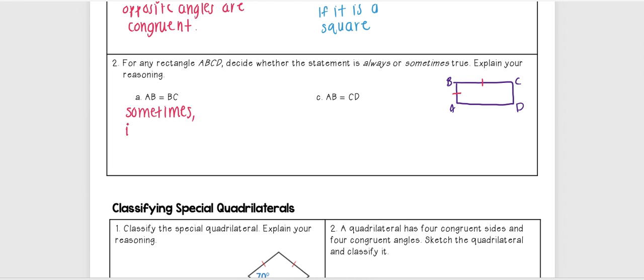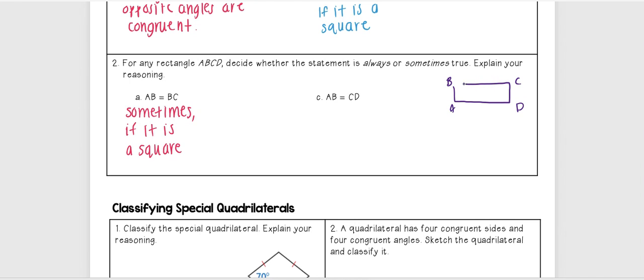And the only time it will be equal is if it is a square. So again, a square is a type of rectangle. It's just a little more specialized. And so if it's a square, all sides are equal, so that means the sides next to each other will be equal. Okay, let's try that last one.